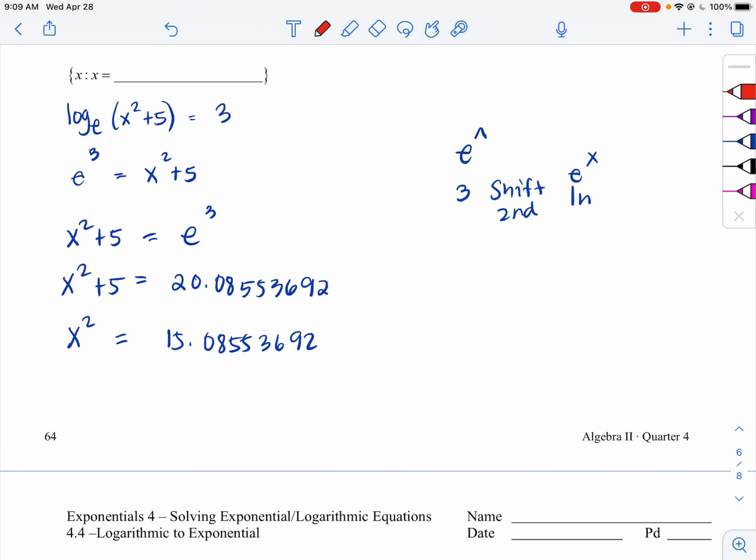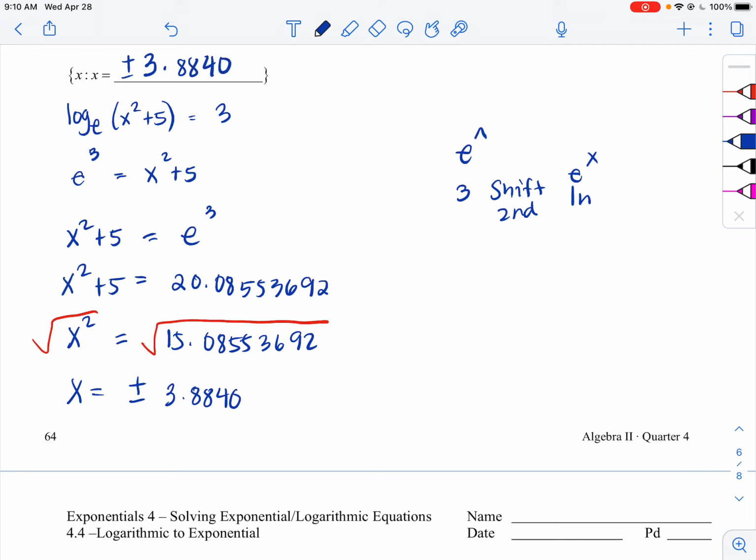And then I'm going to square root both sides of the equation. So I'm going to have x equals, remember, plus and minus. Hopefully you will get this in your calculator. So our final answer is plus and minus 3.8840.